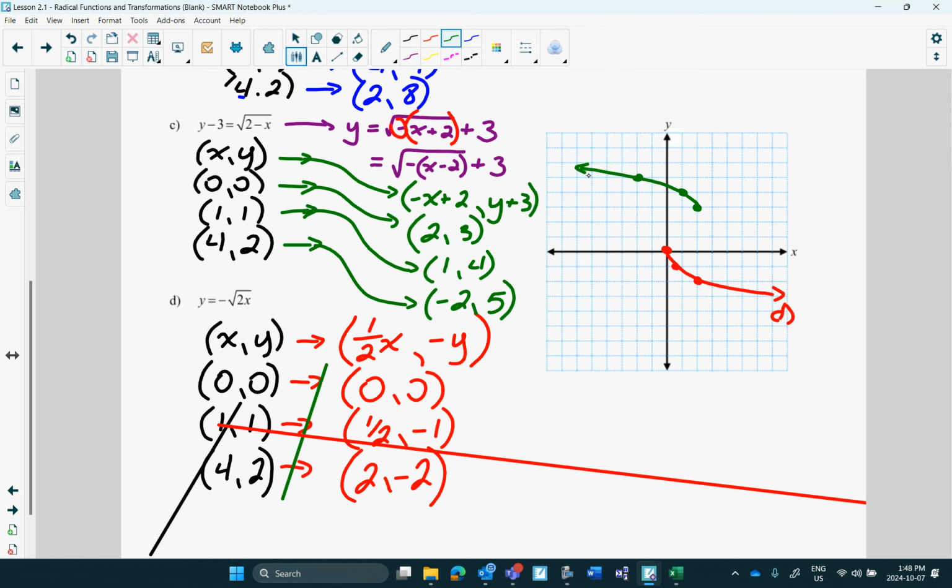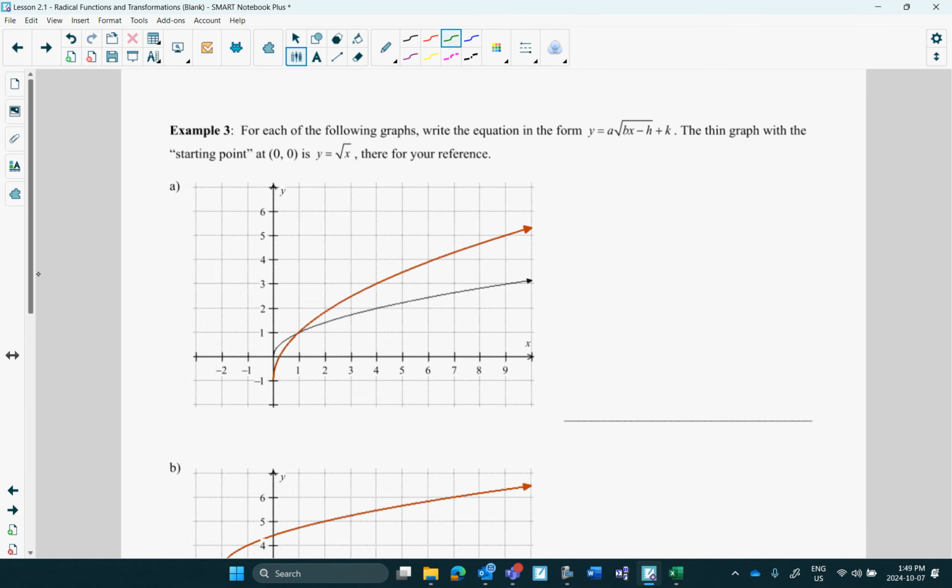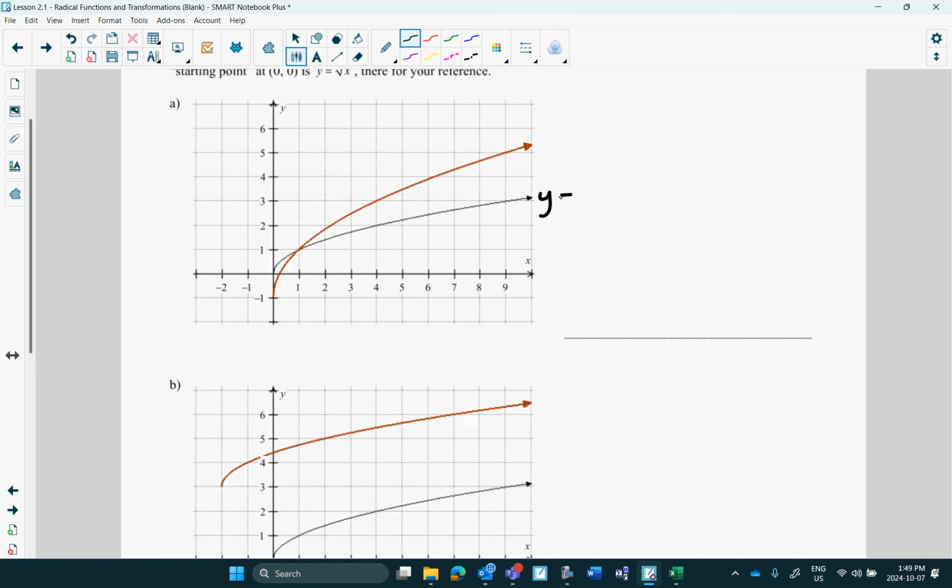Now, the last thing is to go backwards. If you're given the graph, what's the equation? This is actually more straightforward than I think when we did it with transformations in Unit 1. So remember, we're always comparing it to the original, right? Here's the original. This is y equals root x. I'm trying to figure out what the red one is.